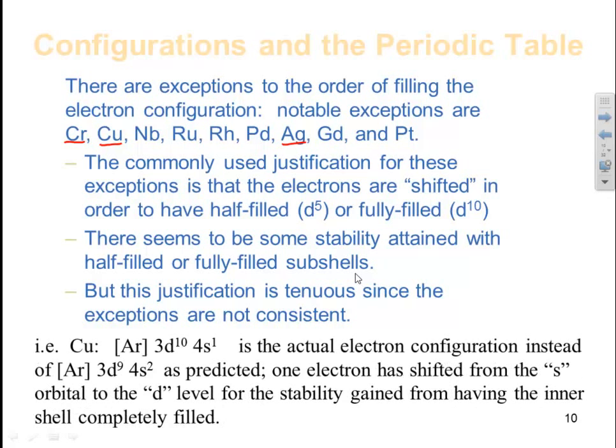Example, copper. Argon 3d10 4s1 is the actual electron configuration instead of what you would predict by following the periodic table, 3d9 4s2. What happens here is it promotes one of these electrons up to the 3d level to get that full shell, and the d's, since it's an inner shell, tend to be a little bit more stable. One electron has shifted from the s orbital to the d level for the stability gained from having the inner shell completely filled.